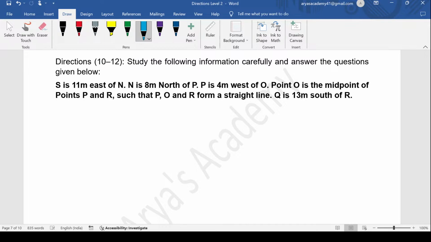So have you completed the diagram for this paragraph? Have you drawn the diagram for this particular information? If yes, then we will move on to answering the questions.